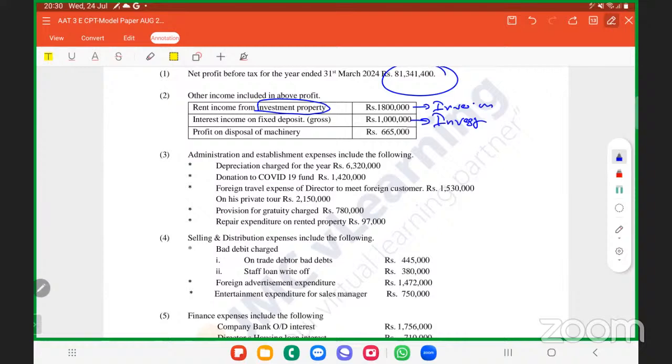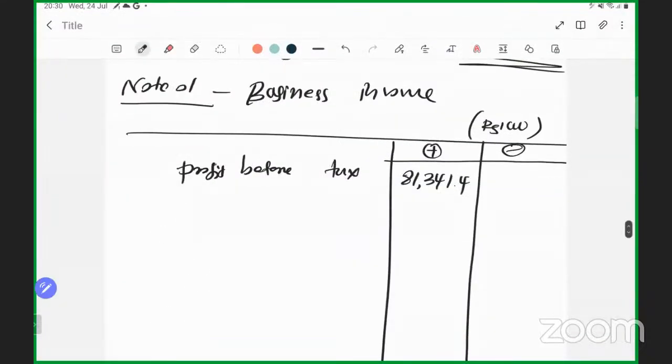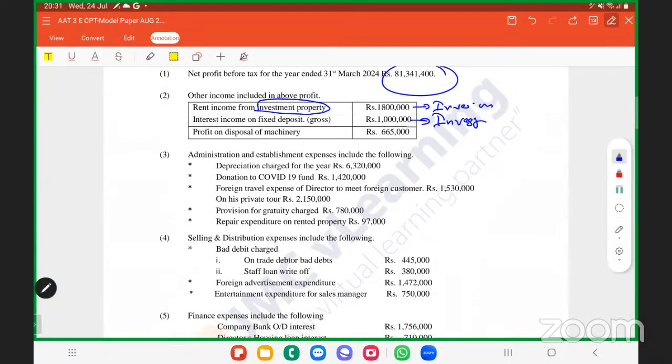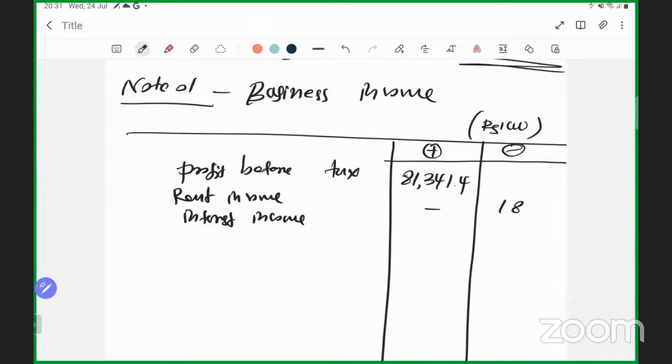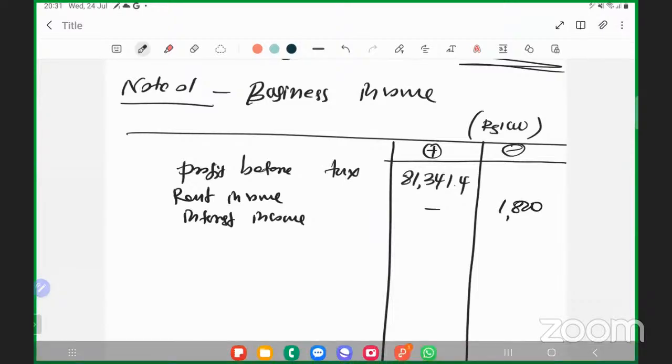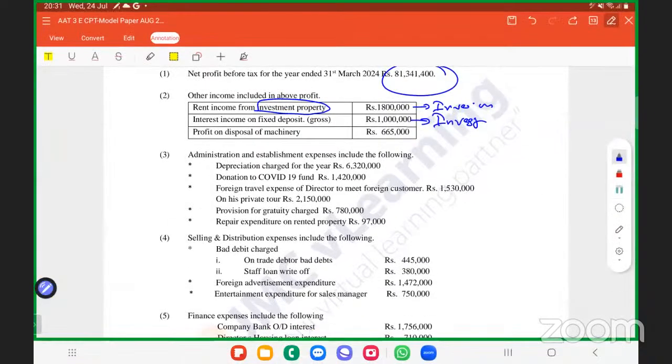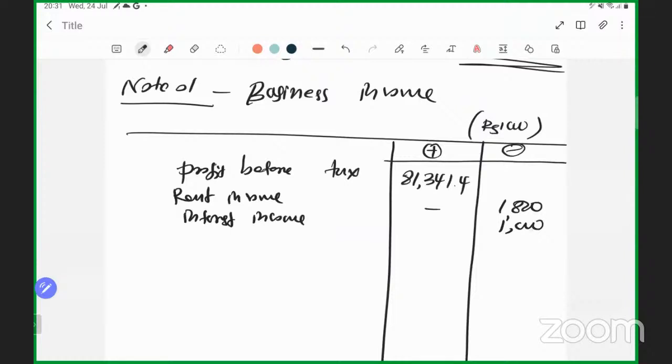Now we are going to discuss the business income. So can that be included in this investment income? Can or can't? It cannot be. Therefore, the 1.8 million you need to remove as rent. The fixed deposit also, how much? 1 million. I will do that adjustment later, don't worry, under the investment income.